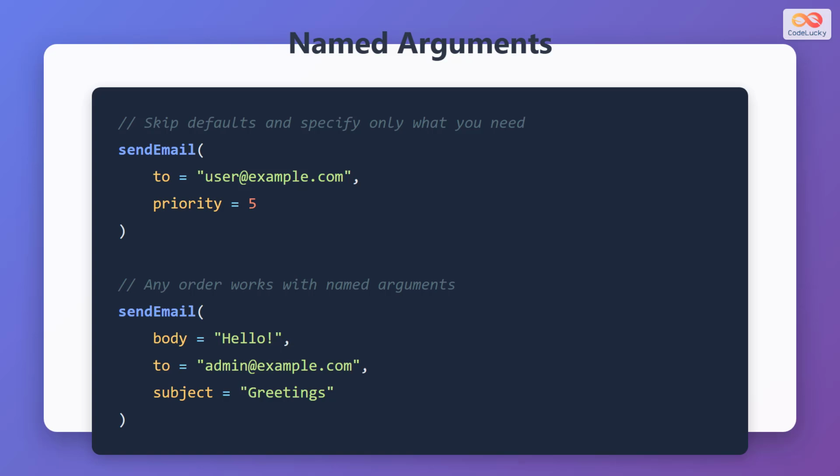Named arguments let you specify which parameter you're providing a value for by using the parameter name. In the first example, you can call sendEmail with just the "to" and priority parameters, skipping subject and body entirely. In the second example, you can provide parameters in any order you want by naming them explicitly. This makes your code more readable and reduces errors when functions have many parameters.